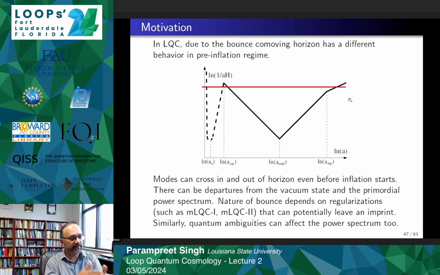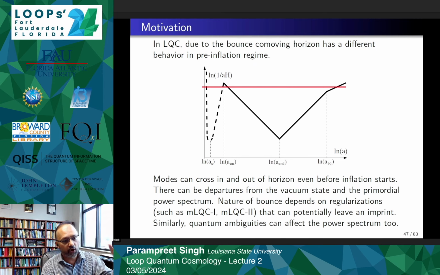So this entry and exit multiple times is our opportunity to encode the quantum gravity effects on these seeds and then to see whether we can get the CMB. The modes can cross in and out of the horizon even before the inflation starts. There can be departures from the vacuum state, which is generally taken to be the Bunch-Davies vacuum, or the primordial power spectrum. The nature of the bounce obviously depends on regularization. This is loop quantum cosmology. This is similar to MLQC2, but MLQC1 will be very different. But again, this is an opportunity for us, this difference from inflation and the difference between different models.